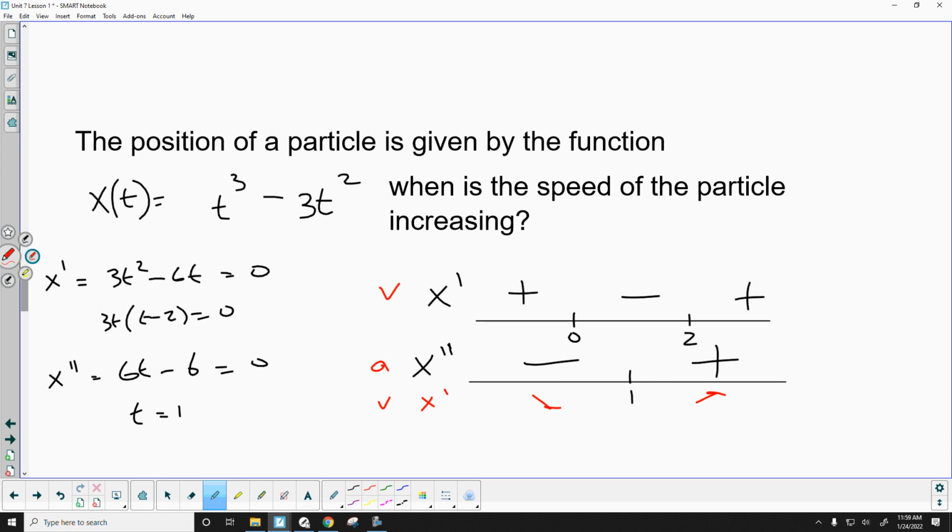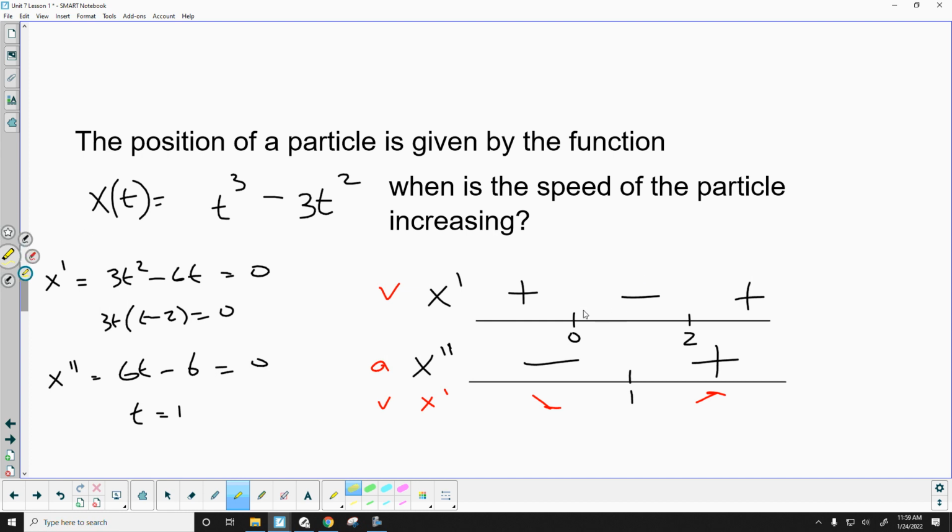You're missing one interval. Yep. Great. Now, sometimes having this velocity decreasing, increasing is helpful. Sometimes it's not. Sometimes it's better to ask: when are my arrows going in the same direction? When are V and A going to have the same sign?